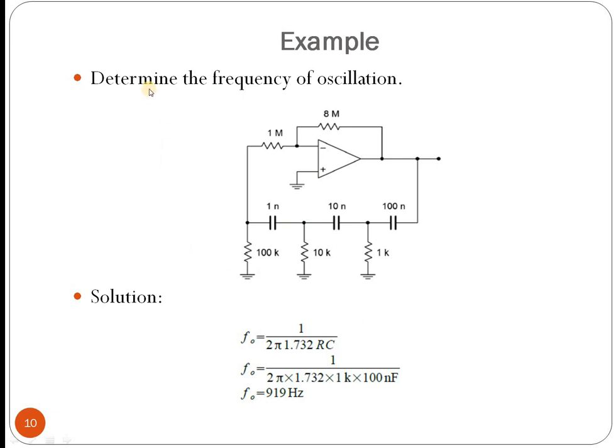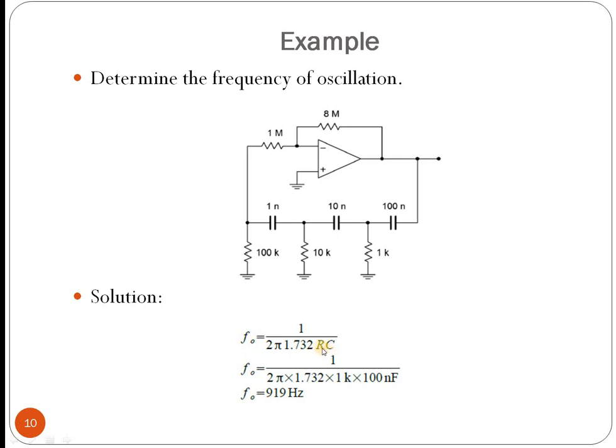An example: determine the frequency of oscillation of the given circuit. The circuit is given here, with all the values given for capacitors, resistors, the op-amp, and the feedback and input resistors. We need to find f0, the frequency of oscillation. So f0 equals 1 by 2 pi times 1.732 RC.